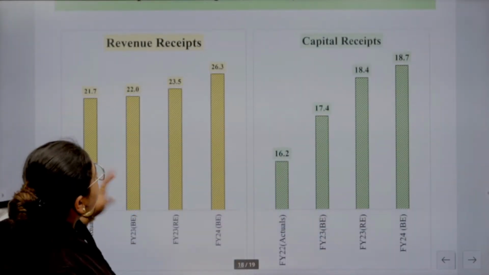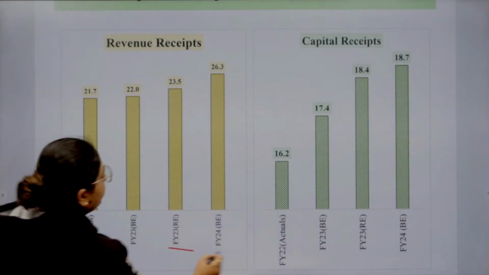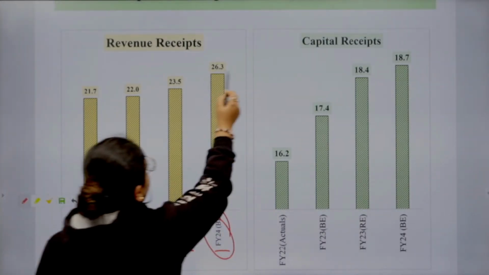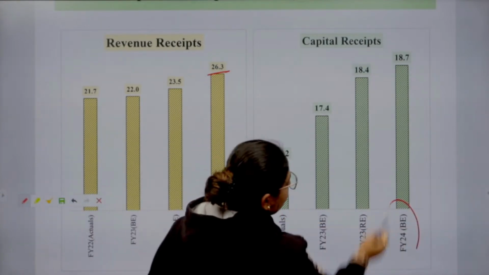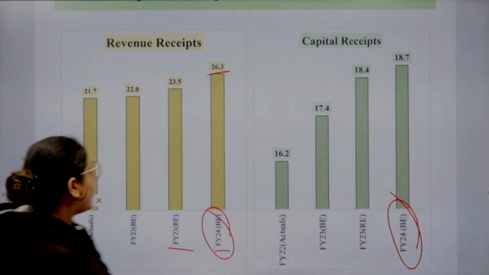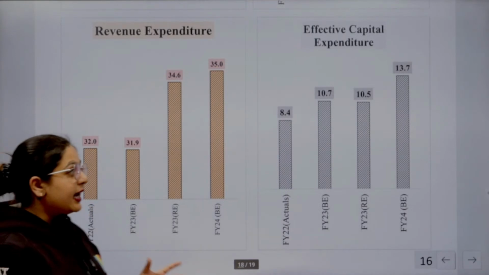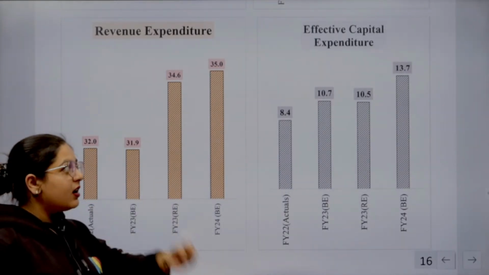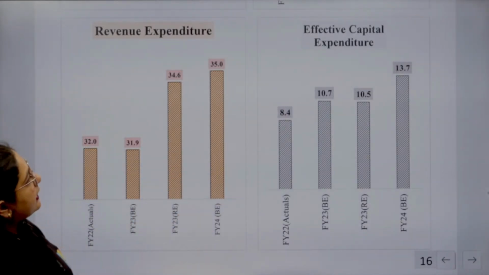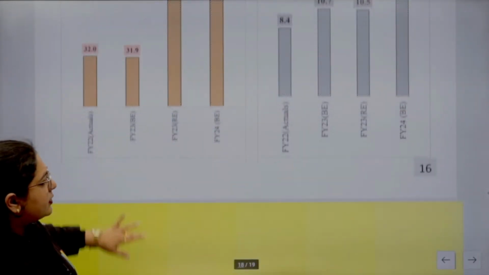So these are the capital receipts and revenue receipts so far. These two figures are important. This year, the budget estimate of revenue receipts is 26.3%, and budgetary estimates of capital receipts are 18.7%. So these are the figures which are to be memorized. Very important, small data figures, they are very important. Revenue expenditure and effective capital expenditure stand at 35% and 13.9%, right?